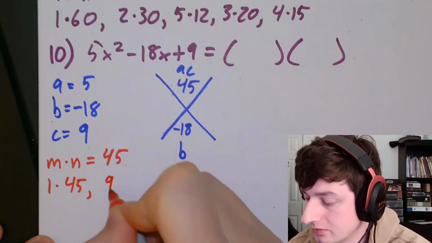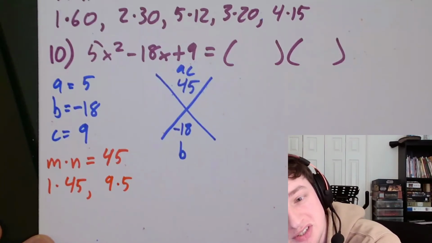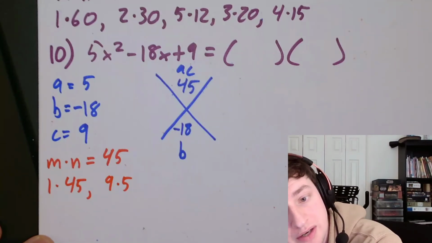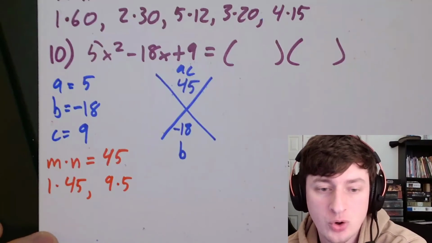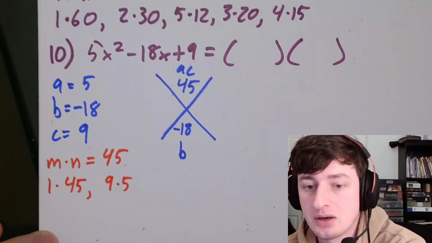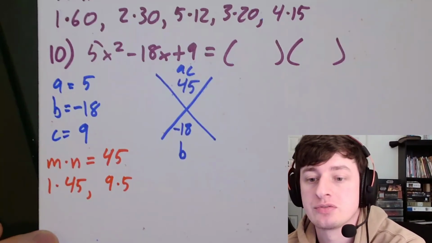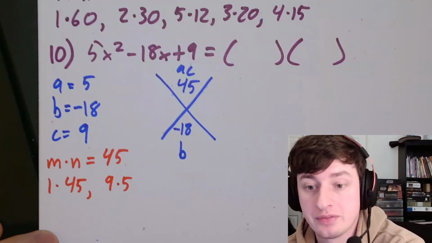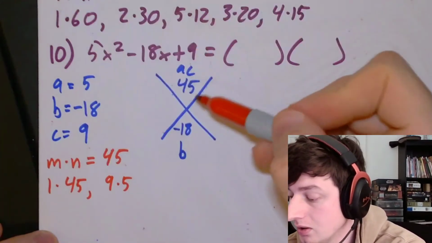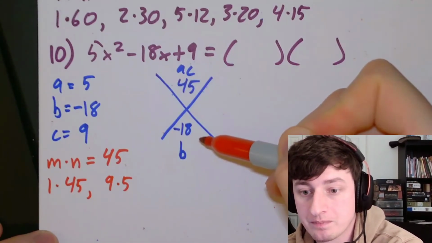9 and 5. Those add to make 14, or subtract to make 4. Or negative, positive or negative, right? So right now I'm not concerned about figuring out if the values are positive or negative. I'm just figuring out what their quantity is. So right, Stephen said negative 9 and negative 5. That's smart. He's already thinking, well, they multiply to make a positive number and add to make a negative number.